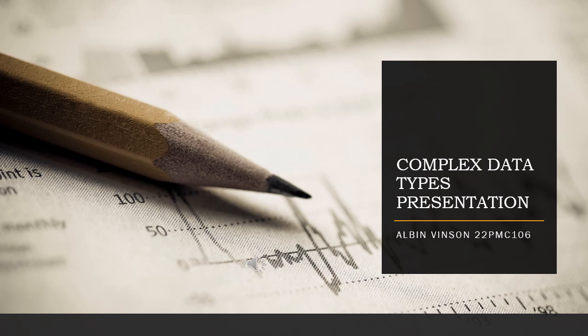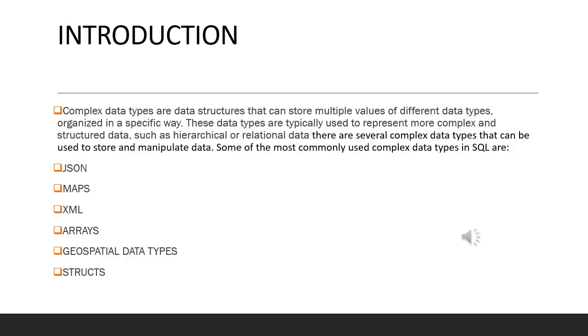And welcome to the presentation on complex data types. Here we find the complex data types in SQL. Complex data types are data structures that can store multiple values of different data types, organized in a specific way. These data types are typically used to represent more complex and structured data, such as hierarchical or relational data. There are several complex data types that can store and manipulate data.